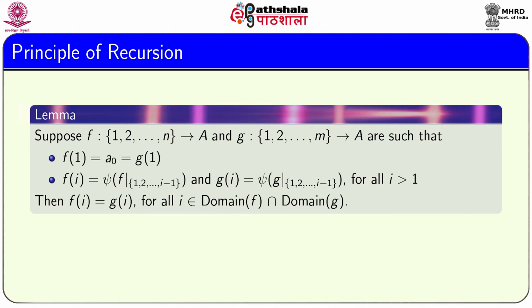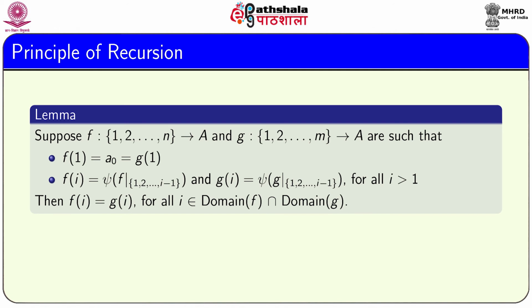In the next lemma, we start with two functions f and g. The first one is defined on the set {1, ..., n} and the second one is defined on the set {1, ..., m}, and both are mapping inside capital A such that f(1) is equal to g(1), and that is equal to a0, a particular point of capital A. f(i) is equal to psi of f restricted to {1, ..., i minus 1} and g(i) is equal to psi of g restricted to {1, ..., i minus 1} for all i greater than 1.